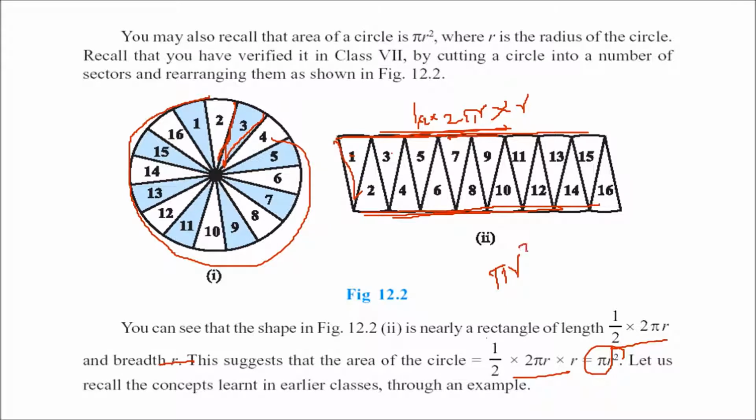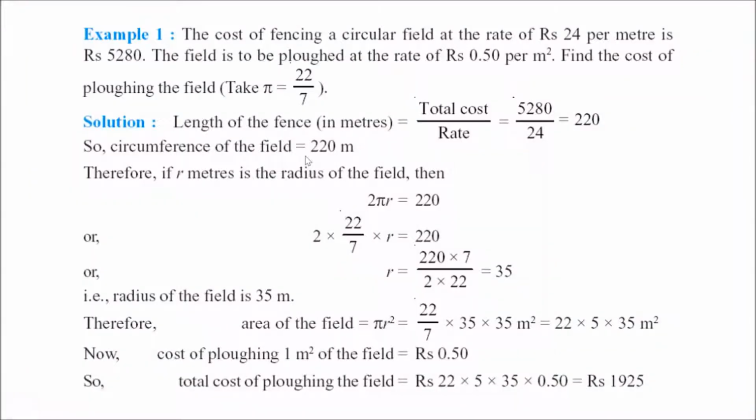So pi r square of a circle is the area, and the circumference or the perimeter is 2 pi r. This corresponds to circumference, C or P, perimeter.